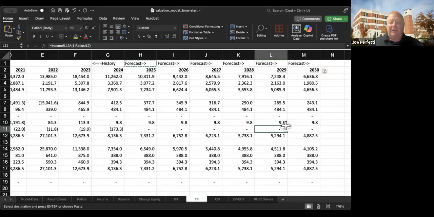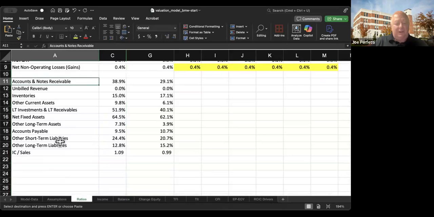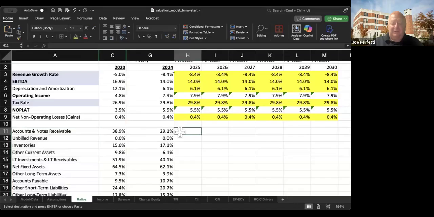Now we're going to turn our attention to the balance sheet. So back to the ratios tab. These are the balance sheet ratios that we are about to forecast. The reason I've chosen these balance sheet ratios is they are the ones that are driving the operating returns. So these are the operating items off the balance sheet in our standardized balance sheet. So our first year is 2025. So start with accounts and notes receivable. So that would be H11 equals G11.